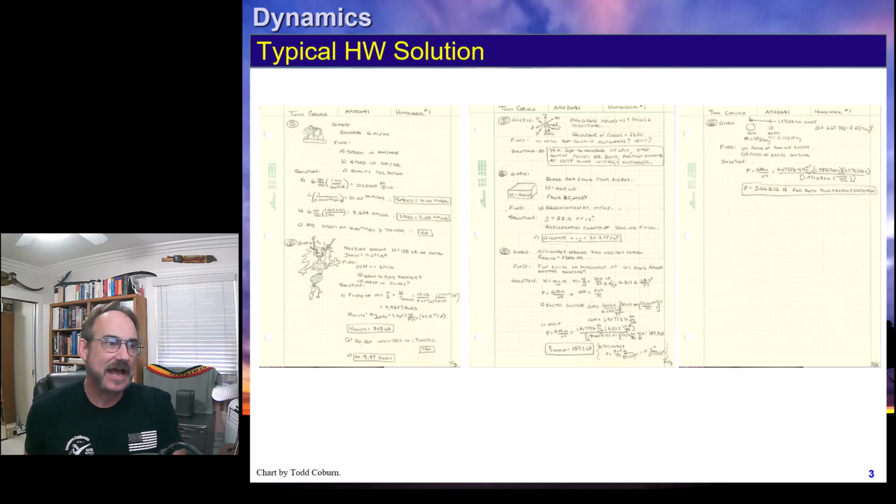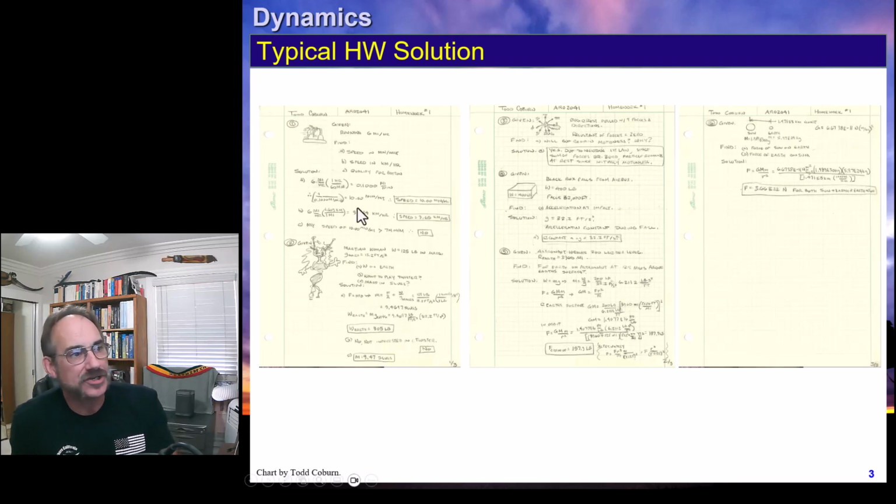So let me show you how this all works. What you're going to do first is record the first 3 letters of your last name at the upper left. I like to stick it right there. My last name is Coburn, so that would be C-O-B at the upper left, capital letters. This makes it really quick and easy for me to sort all the student work in quick order.